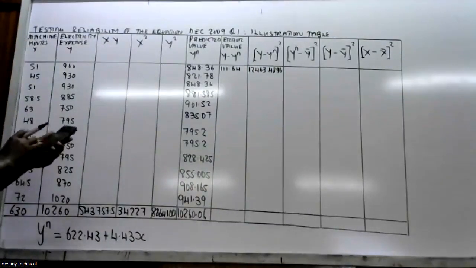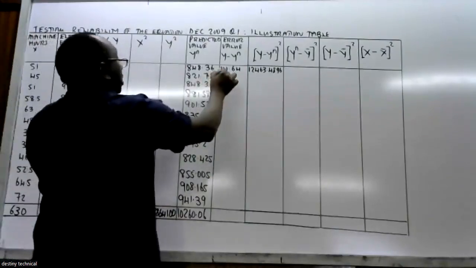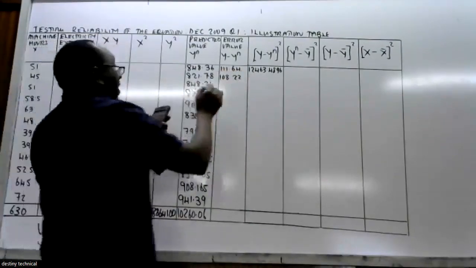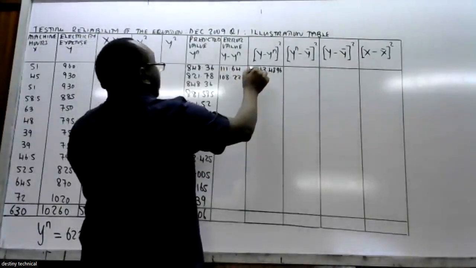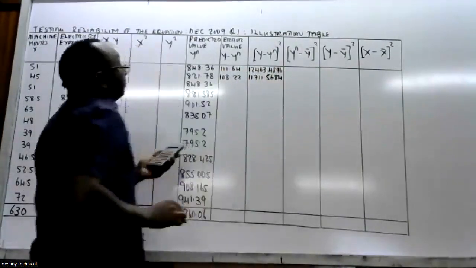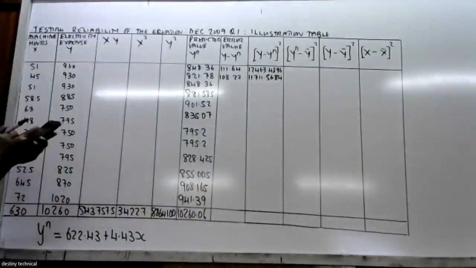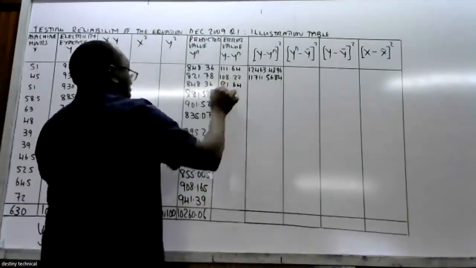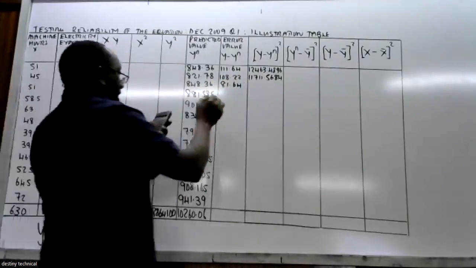Haya, twende huyo mwingine, 930 minus 821.78 is 108.22. Square that value, you have 11,711.5684. I have 930 minus 848.36 equals 81.64. You square that, you get 665.0896.